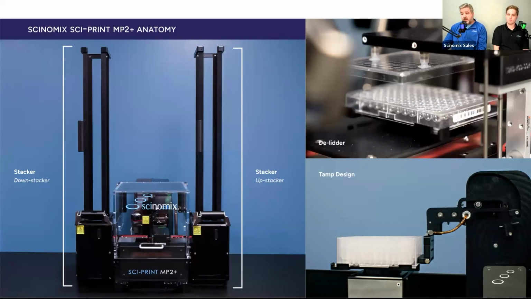And then in the lower right hand side is our tamp design. So this is a design that has been changed from previous versions. This is a better version. The angle that the tamp pad comes in to pick up the label is at a better angle. So there's more consistency of label peel and being able to tamp onto the side of the deep well block.